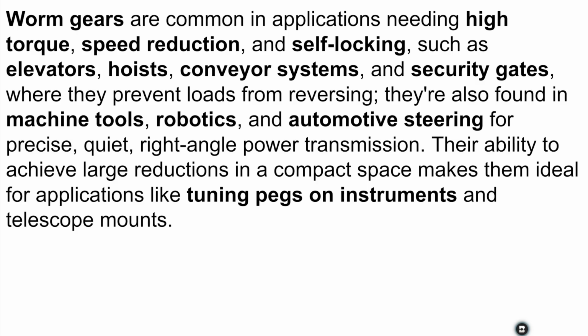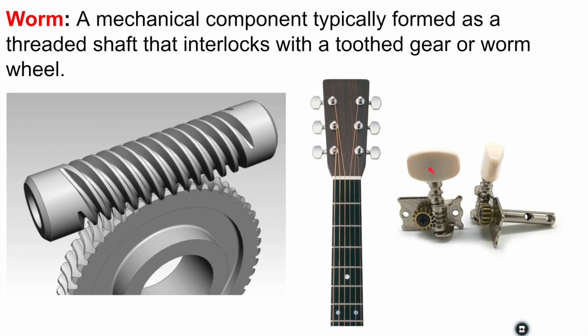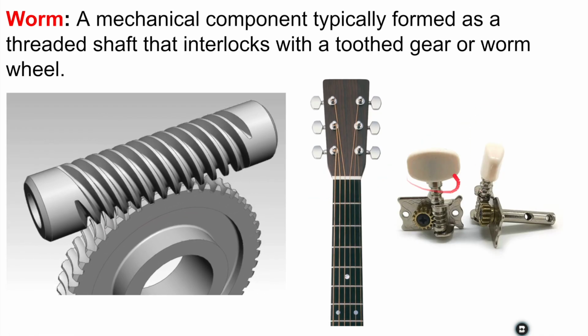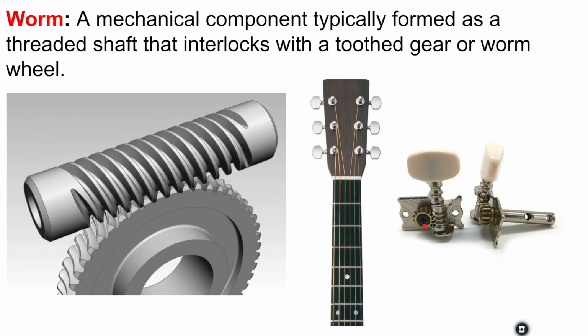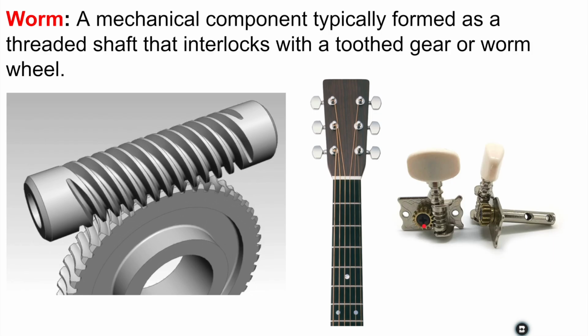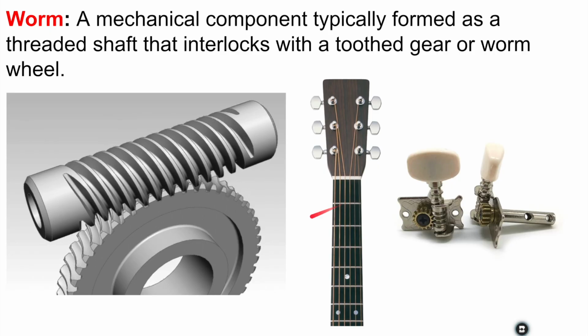Their ability to achieve large reductions in a compact space makes them ideal for applications like tuning pegs on instruments and telescope mounts. So in other words, you can turn this part of the tuning peg quite a bit, and it's going to turn this wheel not as much. And that's where we get the really fine adjustments that we need when we're tuning an instrument.